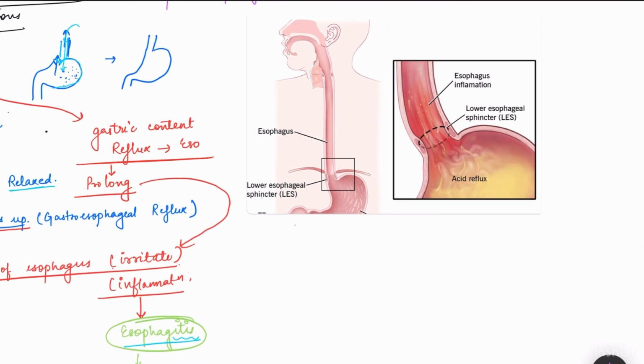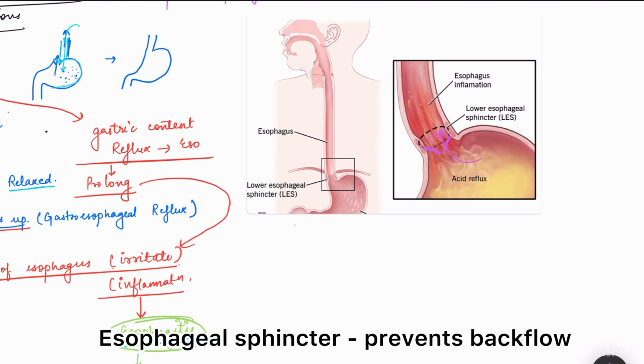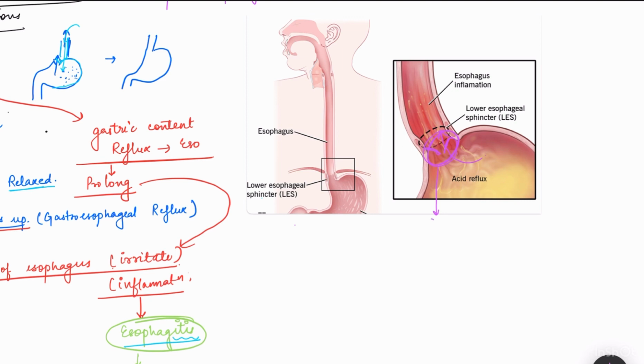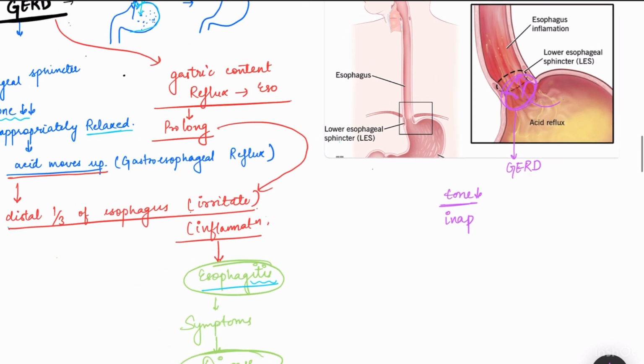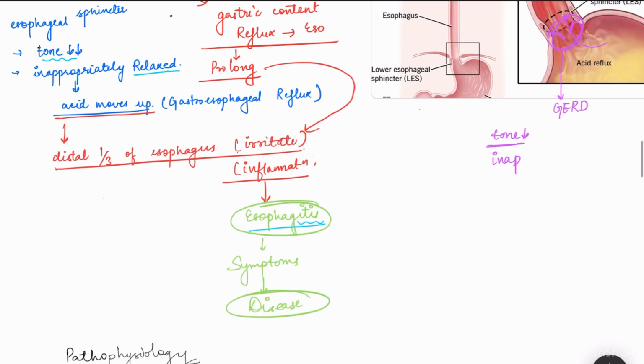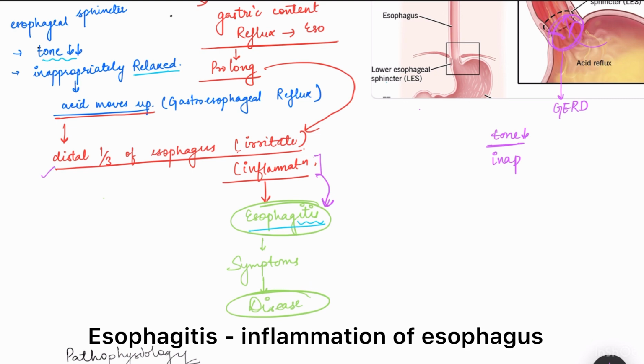There is a stomach and there is an esophagus. A sphincter is present here which prevents the backflow of the content from the stomach to the esophagus. When there is a problem in the sphincter, it will lead to GERD. Either the tone is decreased or there is inappropriate relaxation of the sphincter, which will irritate the distal one-third of the esophagus, and inflammation will take place, which will lead to esophagitis.